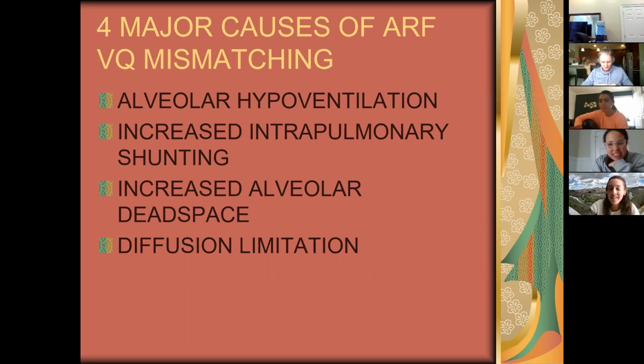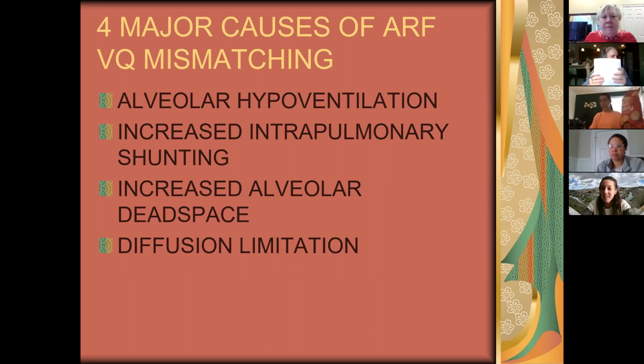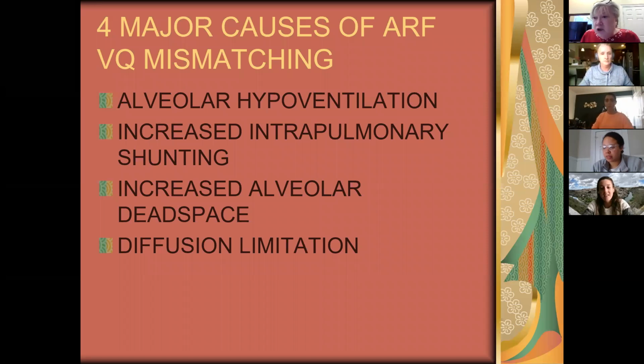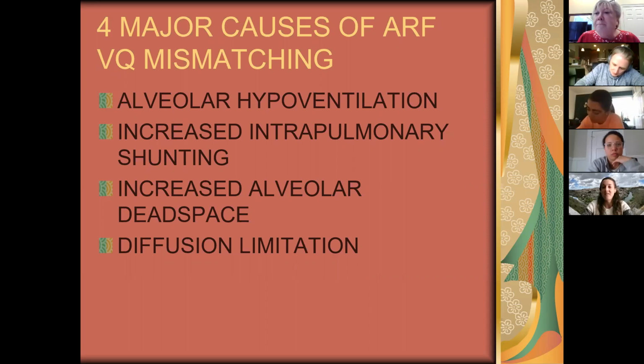Okay, I'm back. All right, let's get started. We're going to talk about these 4 major causes of VQ mismatching. Now, I don't know if you've ever heard of VQ mismatching, but V stands for ventilation. Q stands for perfusion. So you have to have a working ventilatory system to have good oxygenation, and you have to have a good circulatory system, good perfusion. If you don't have them, then you're going to have a mismatching.